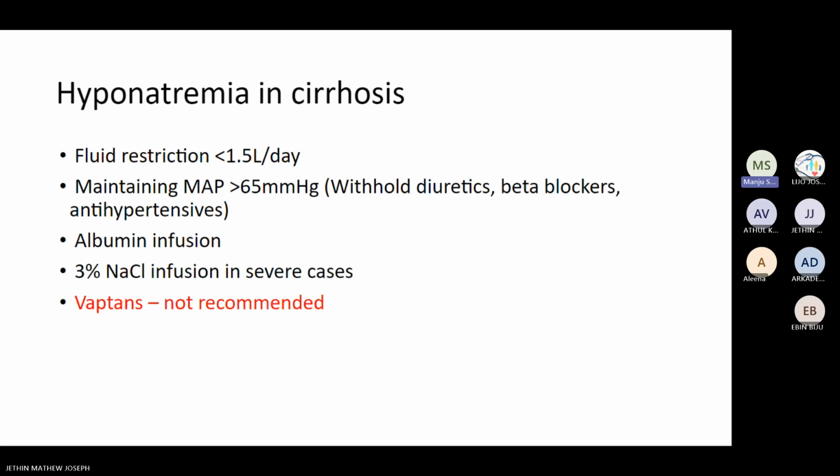The other thing that can be done, this patient doesn't have hypokalemia, but many patients with cirrhosis will usually have an associated hypokalemia. So, like Jatin had mentioned, correction of the potassium can help with improving the sodium as well.